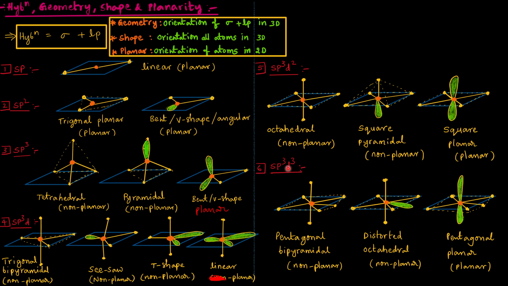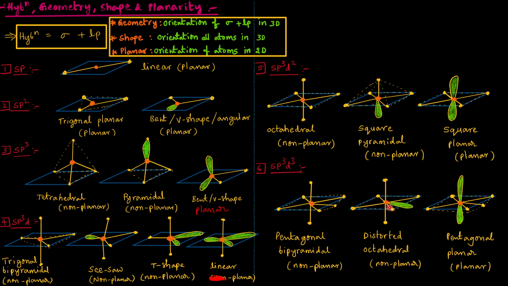When you consider the sp3d3 hybridization, here there are a total of 7 bonded electrons, sigma bonds. So 5 are present in equatorial position and 2 are in axial positions. So this geometry is said to be pentagonal bipyramidal. Since 2 atoms are out of the plane, this molecule is non-planar.